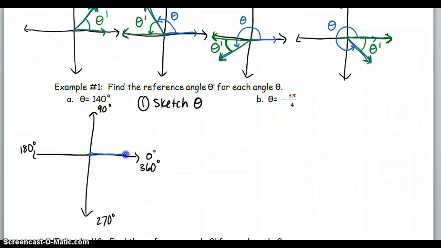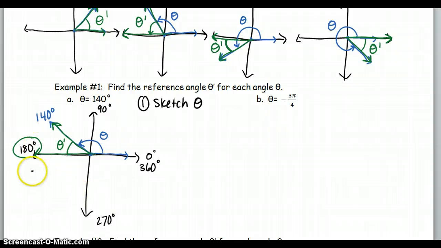So I'm going to go ahead and draw my initial side and then my terminal side. And this is my angle theta at 140 degrees. So to find the reference angle, well, here's our terminal side, and here's the x-axis. Notice how the part of the x-axis that we're using is the 180 degrees part. So our theta prime here is the angle between 140 degrees and 180 degrees.